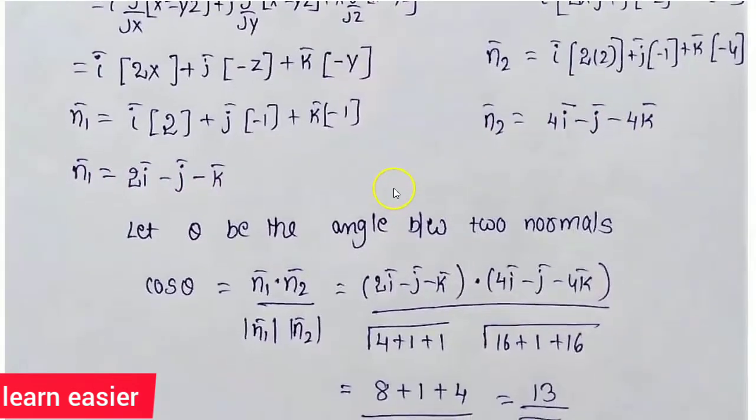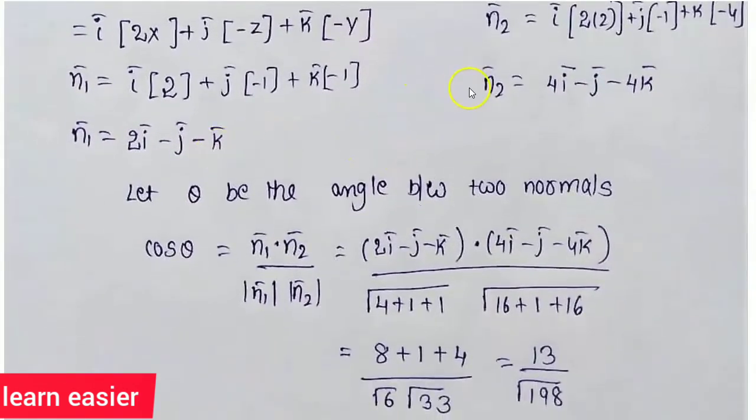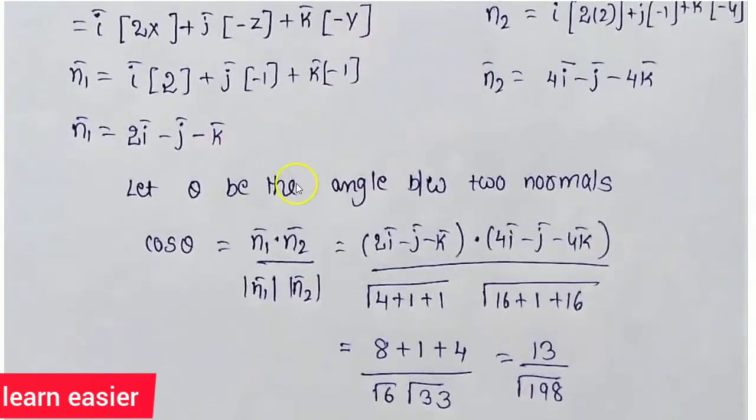Now we have to calculate the angle between these two vectors. Let theta be the angle between the two normals. Then cos theta is equal to n1 bar dot n2 bar by mod n1 bar into mod n2 bar. n1 bar is 2i bar minus j bar minus k bar, dot n2 bar, which is 4i bar minus j bar minus 4k bar. So we have to take the dot product of these two vectors.